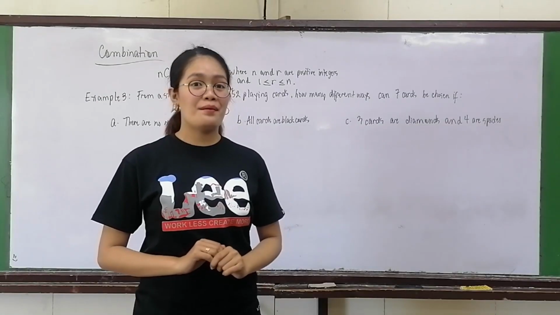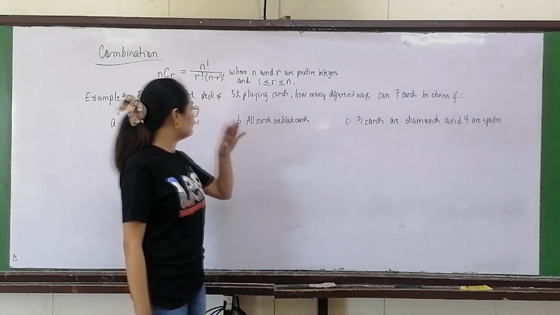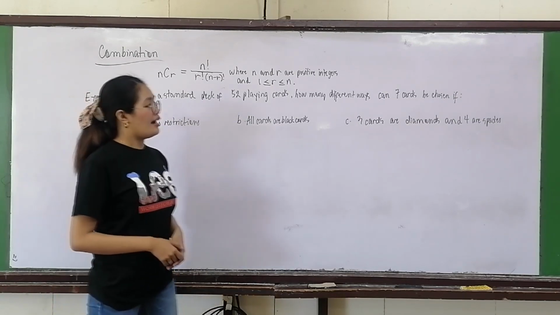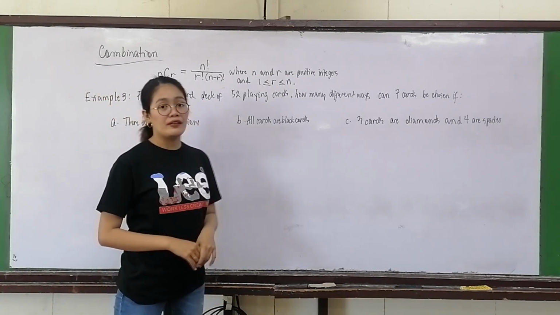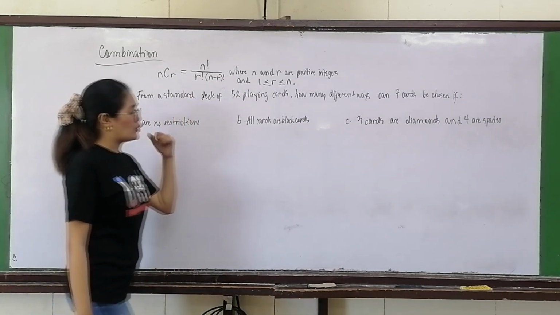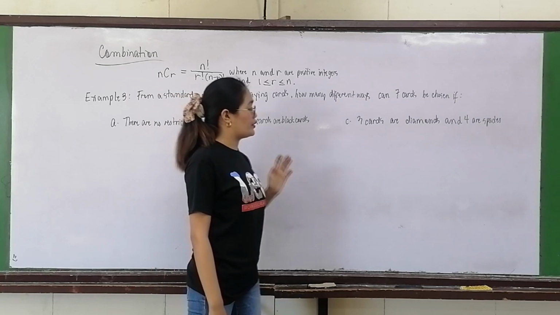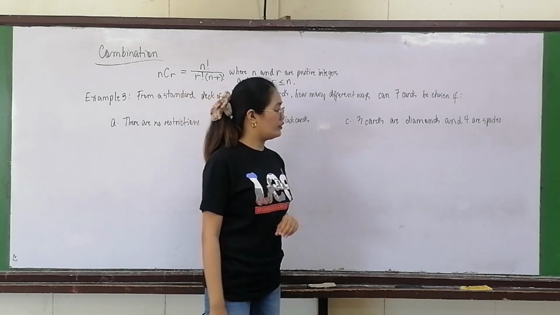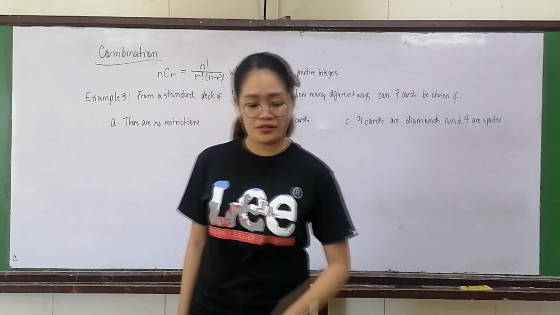For our last example under combinations, we have, from a standard deck of 52 playing cards, how many different ways can 7 cards be chosen if? Letter A, there are no restrictions. Letter B, all cards are black cards. And letter C, 3 cards are diamonds and 4 are spades.